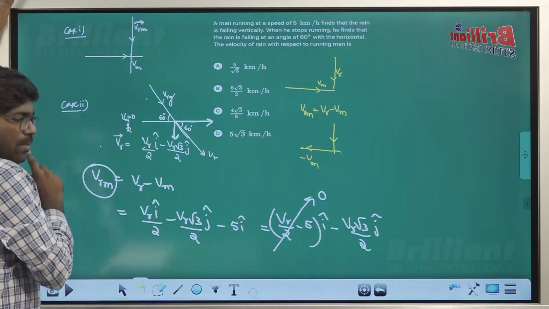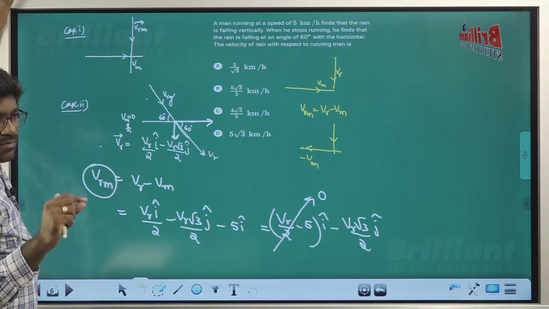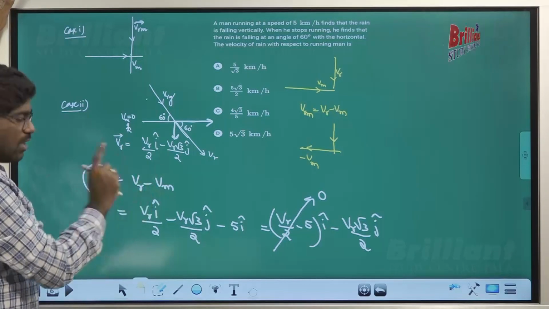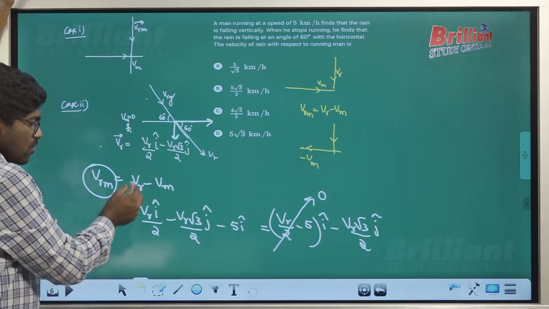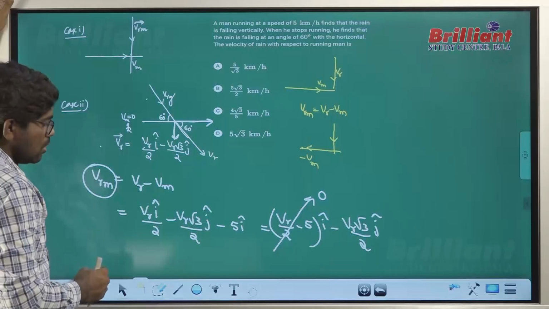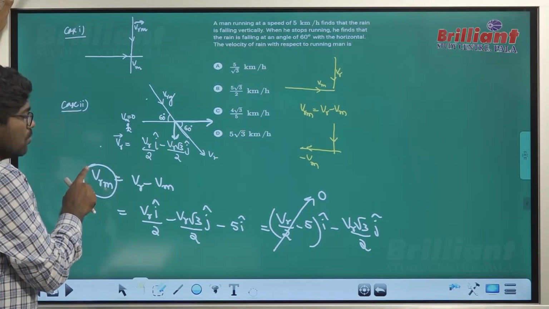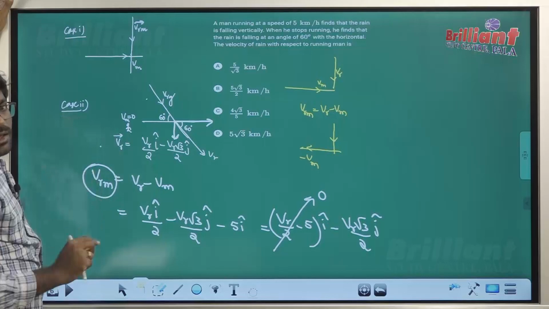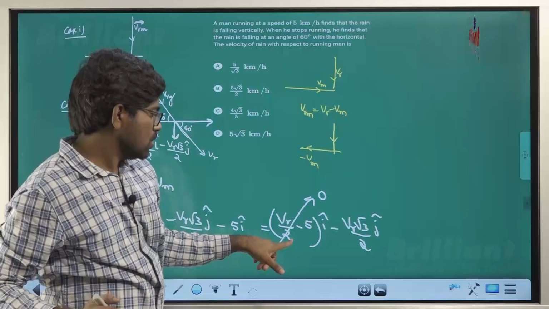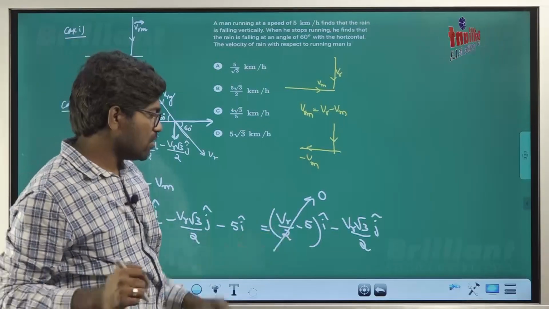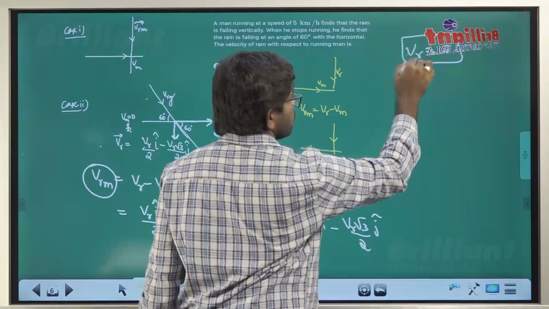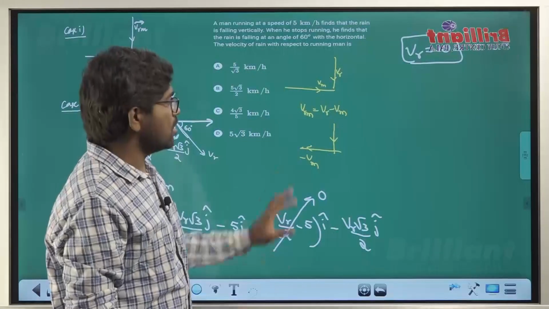Next, what does VRM mean? What is VAB? Velocity of A with respect to B. That is VA minus VB. So VRM is VR minus VM. Then VR is this one, VM is this one. But we know VRM should be vertically downwards. It means this should become 0. When it becomes 0, what is your VR? VR will get 10, right? You are getting VR as 10.